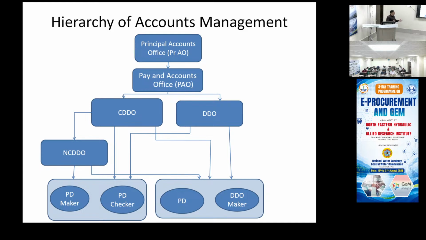And the flow in PFMS is from bottom to top. So if you talk about the flow in PFMS, it will go from the maker to the checker, from there to the DDO checker, and from the DDO checker to the CDDO or DDO. The CDDO will make the final payment, and the DDO attached to a PAO will send it to the PAO, and the PAO will make the final payment.